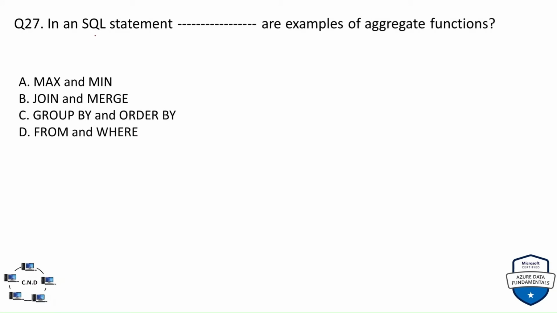Question number 27 is that in an SQL statement, which are examples of aggregate functions? So these are some SQL statements. So what are the examples of aggregate functions? The options are A, max and min, B, join and merge, C, group by and order by, and D, from and where. And the correct option is maximum and minimum, or max and min, are the examples of aggregate functions in SQL statements.